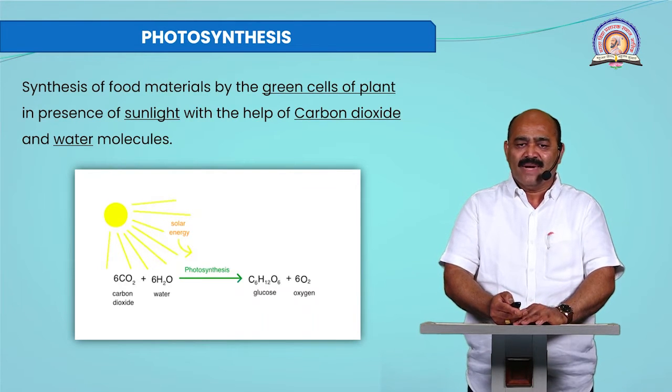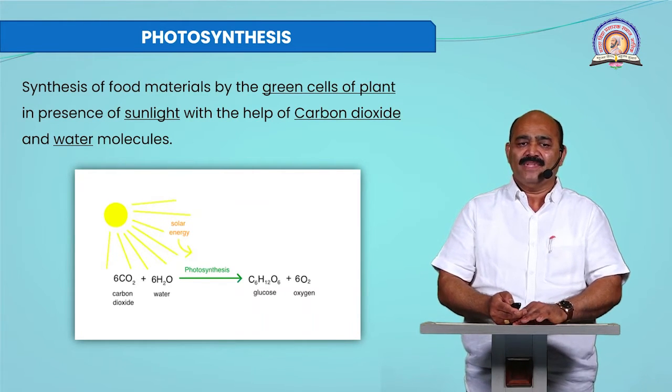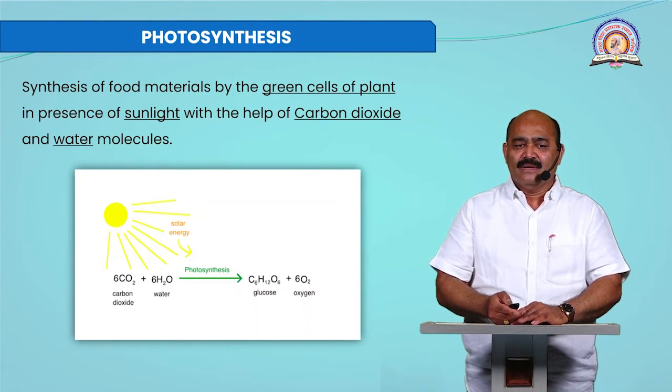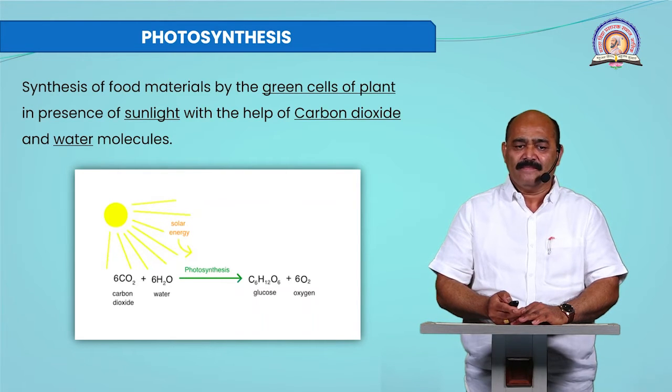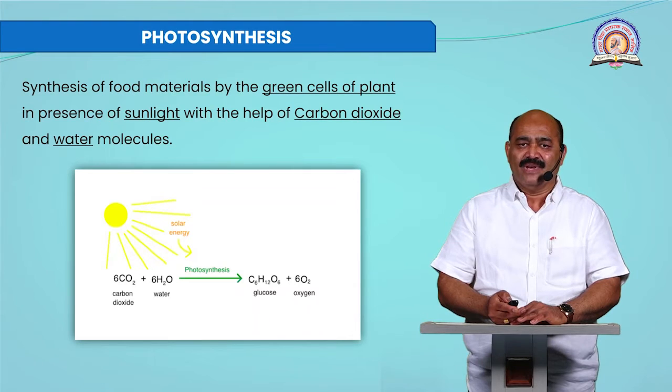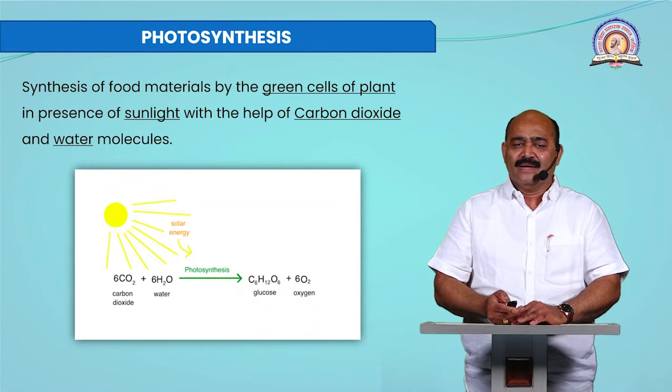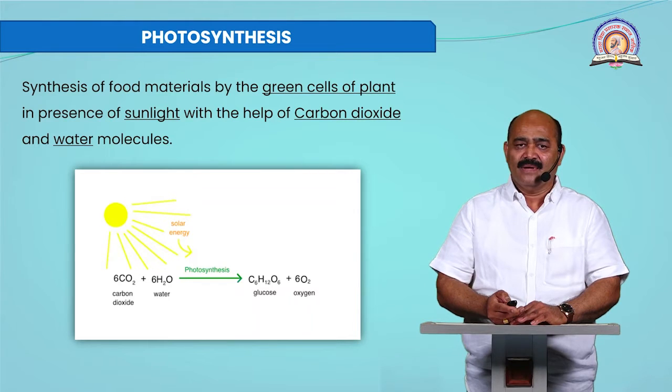Photosynthesis is the synthesis of food materials by the green cells of plants in presence of sunlight with the help of carbon dioxide and water molecules. See the equation of photosynthesis. 6 CO2, that means 6 molecules of carbon dioxide, combined with 6 molecules of water in presence of sunlight gives one molecule of glucose, C6H12O6, and 6 molecules of oxygen evolved during the process of photosynthesis.